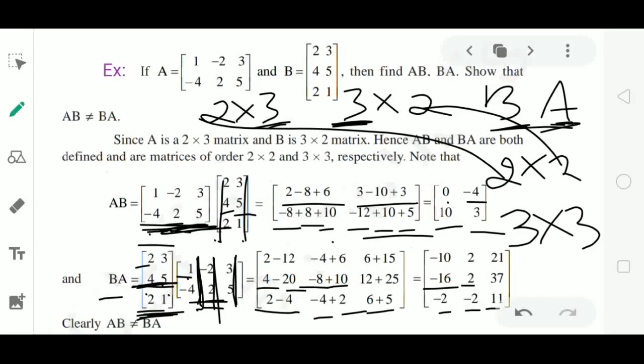Now observe here, AB is not equal to BA. So that is clearly AB is not equal to BA. Therefore, multiplication of matrices is not commutative. That is, AB is not equal to BA.